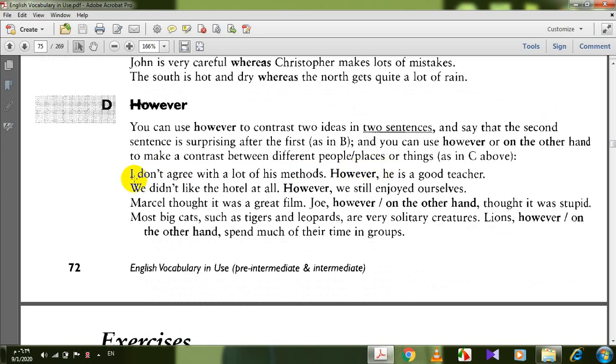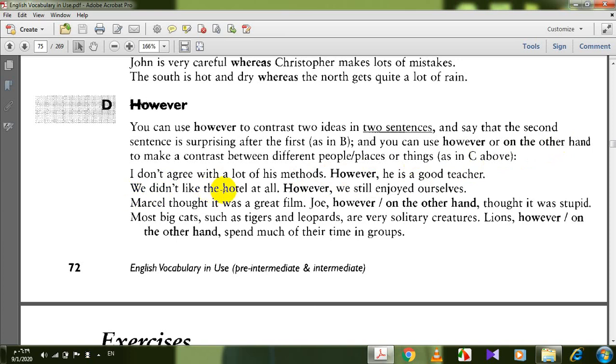So, I don't agree with a lot of his methods. However, he is a good teacher. Notice how we use the punctuation here: full stop, however, comma. I don't agree with a lot of his methods. However, he is a good teacher. We can use on the other hand.